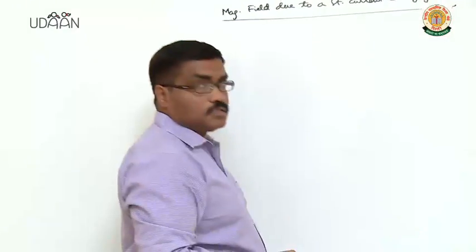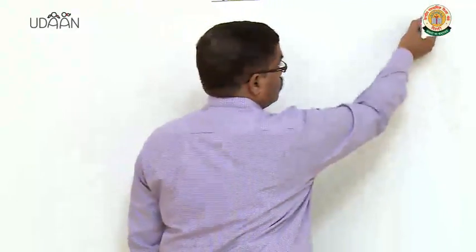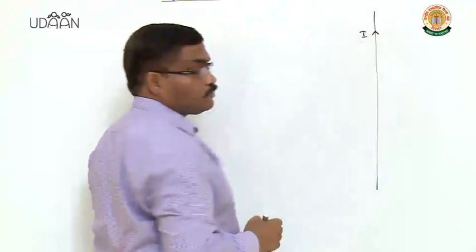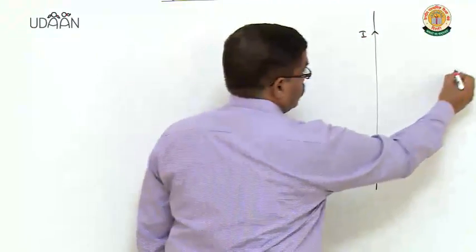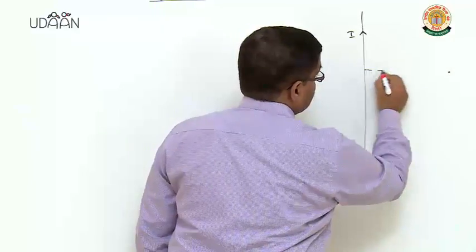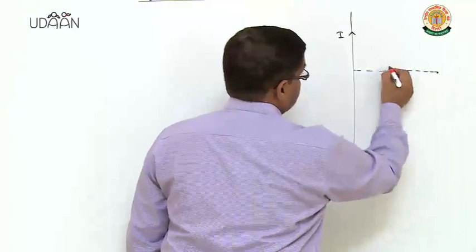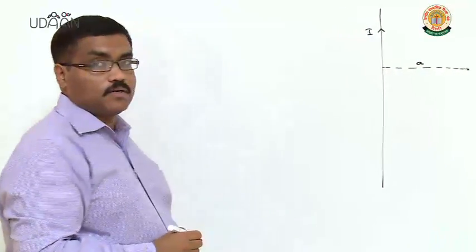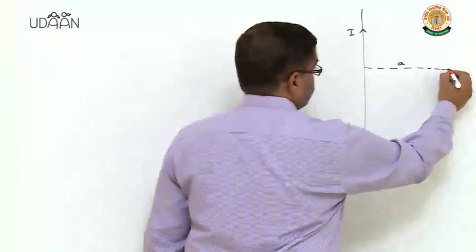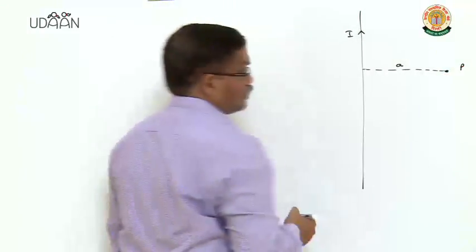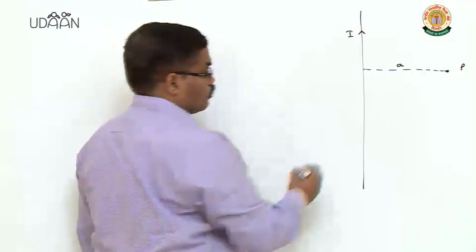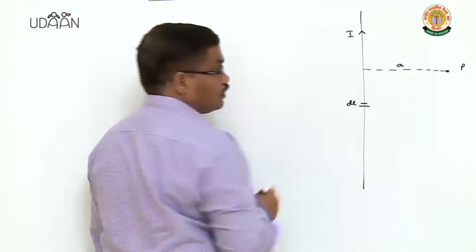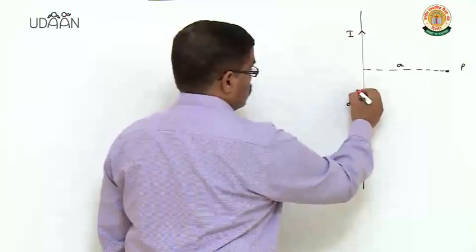Now consider this. You are given a straight wire which carries a current, say I. We need to find the field at this point, say at a distance A. A is the perpendicular distance, and P is the point where we need to find the magnetic field. I will take a small element of length dl. This distance is say L.